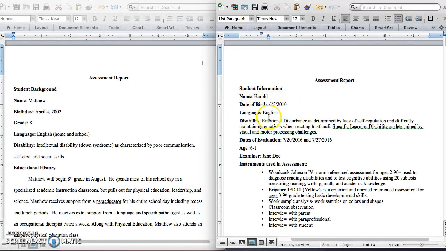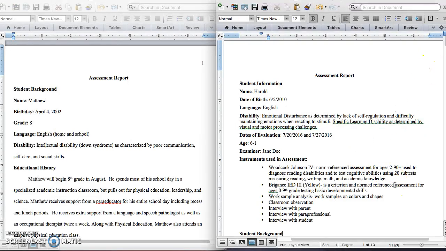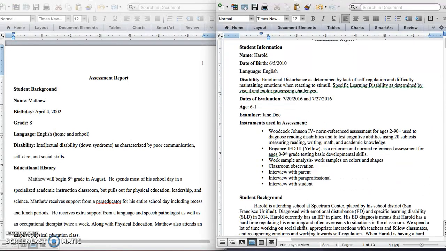So as you can see, it starts out with the student demographic information, so name, birth date, language, disability. Notice that they've both described the disability, not in a lot of detail, but at least enough so you know, oh, this is what their emotional disturbance is, or this is what we're looking for with their specific learning disability or with their intellectual disability. Then it goes into, so for this person, they put the assessments used, the instruments used. I really like that, and that's really helpful when you're going through and reading, and we'll get back to that in a little bit.